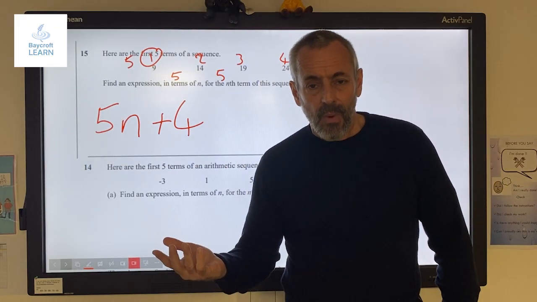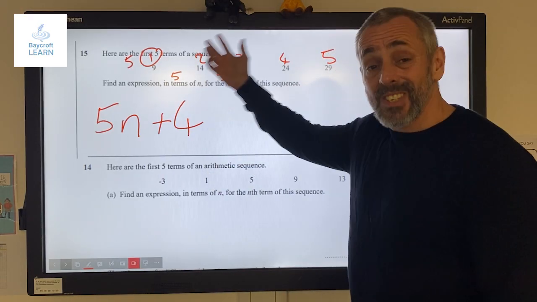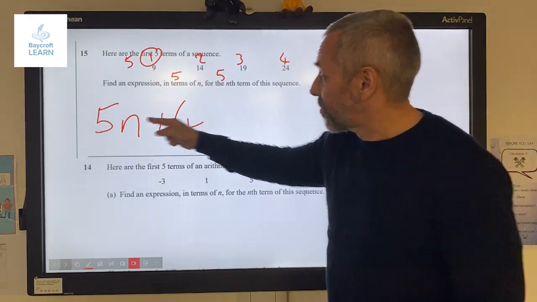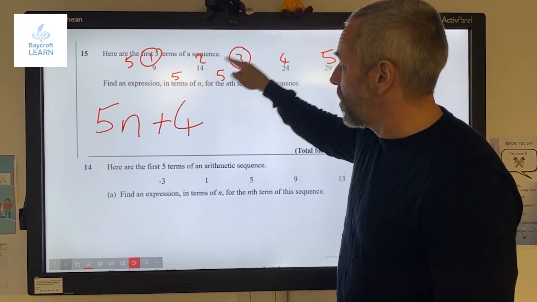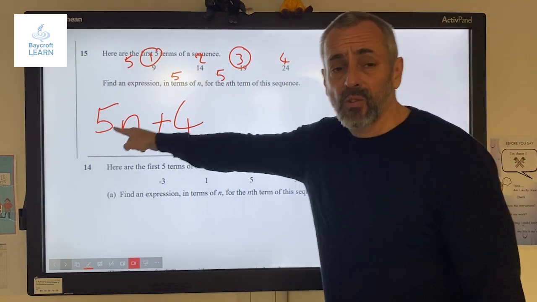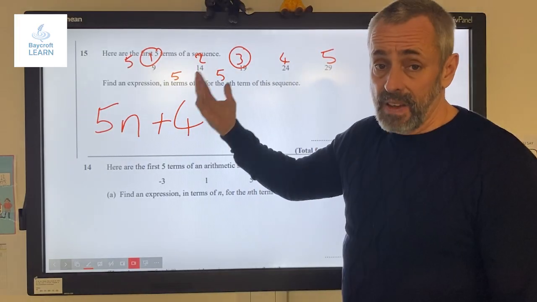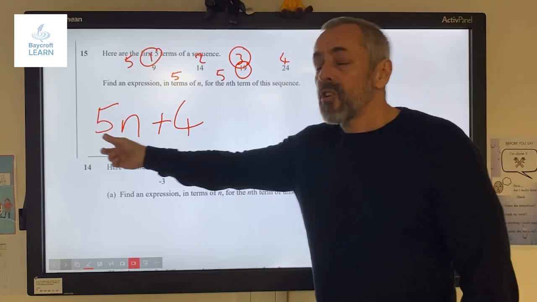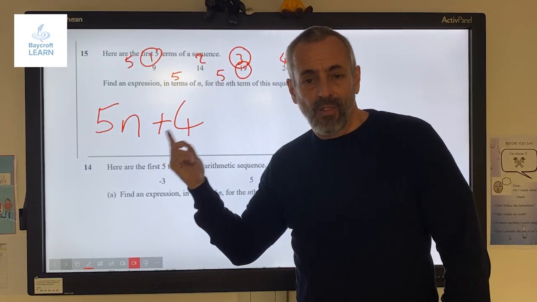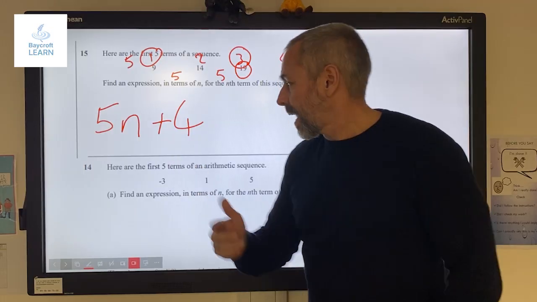How can we work out whether or not that's correct? We can check it against one of the other terms. So let's just choose a different term. Let's take the third term. So this time n is worth 3. So what's 5 times 3? 15. Add on another 4 gives us 19. So we know that that is correct. That nth term works.